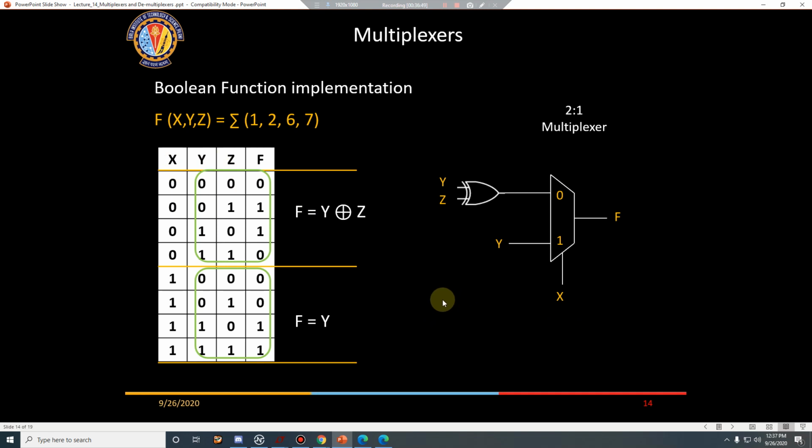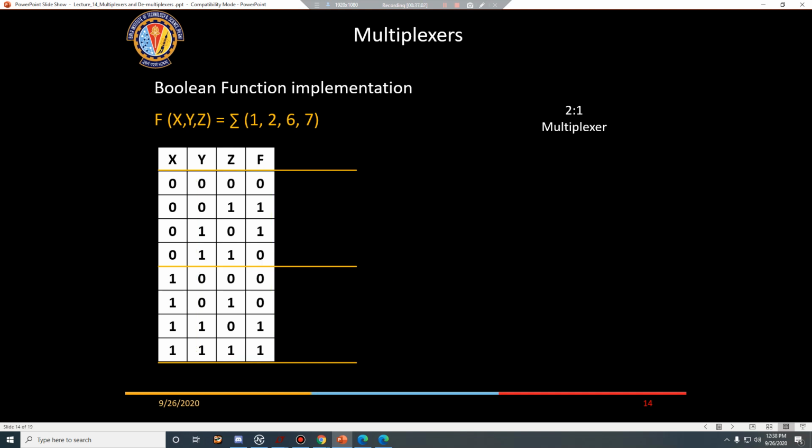In the tutorial which we are going to have next week, I will explain one more trick of how to go about this. Let me just give a small hint here. Like this was a 3 variable function, so we found out that f is equal to y XOR z just by observation from the table. Correct.